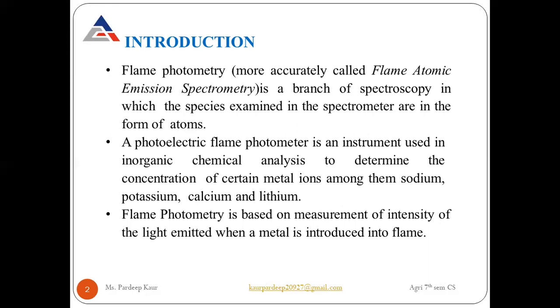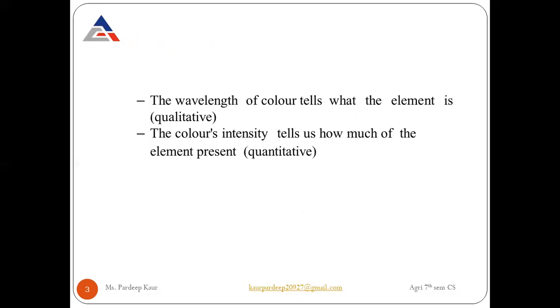Flame photometry is also based on the measurement of intensity of light emitted when a metal is introduced into flame. So this is the brief introduction about flame photometer. It is used to examine species under a spectrometer. It also determines the concentration of certain types of ions, for example, sodium, potassium, calcium, lithium, and it measures the intensity of light emitted when metal is introduced into flame.